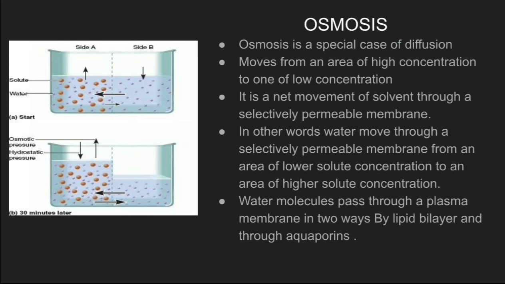So this osmosis takes place in two ways in the plasma membrane. One is through the lipid bilayer, the phospholipid layer that is formed in the plasma membrane, or through the aquaporins. Aquaporins are integral membrane proteins that function as water channels.